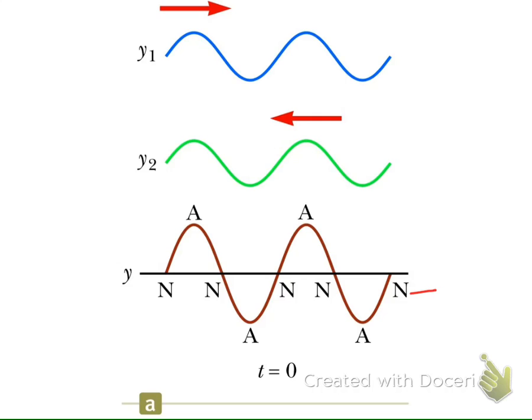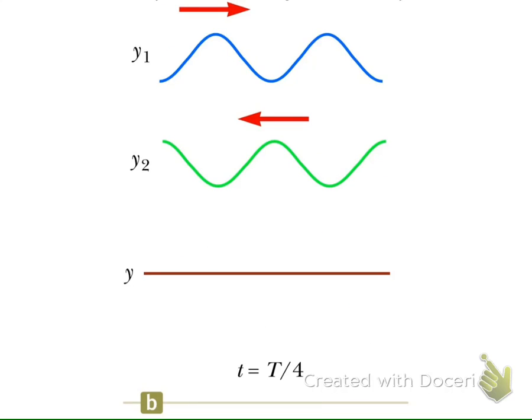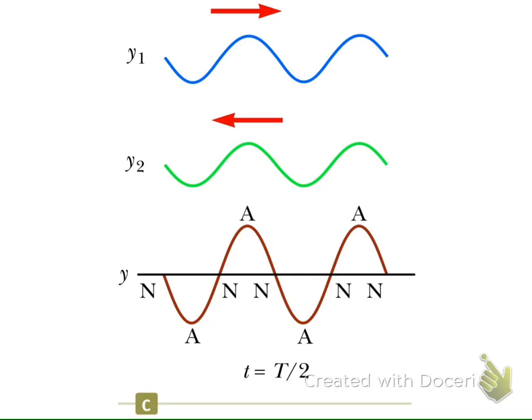This is the node of the oscillation. The node position will give no oscillation at all times. And you can see that at this time, this position has no oscillation. This position, this position, this position, and this position. And at this time, everywhere there is no oscillation. And after that, we again have that this position has no oscillation.